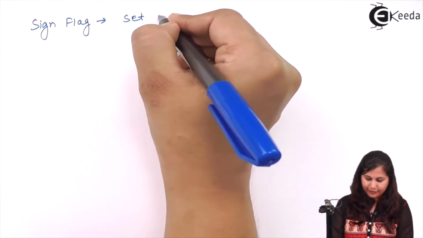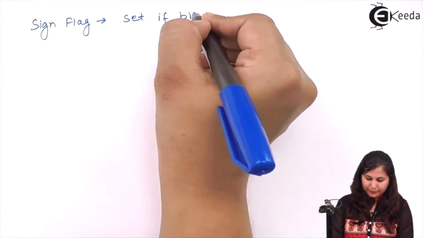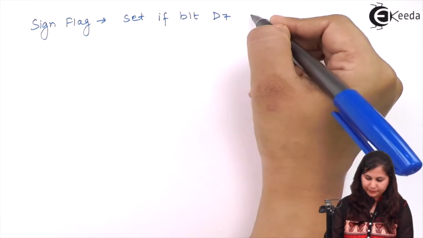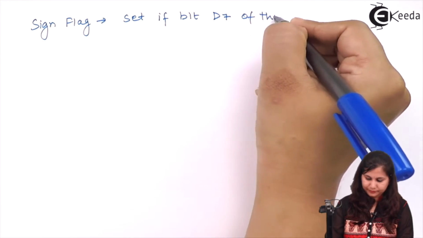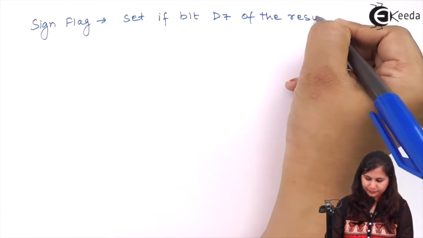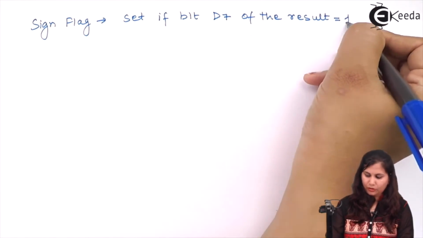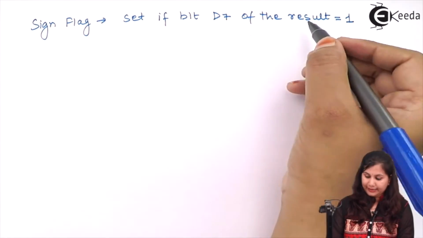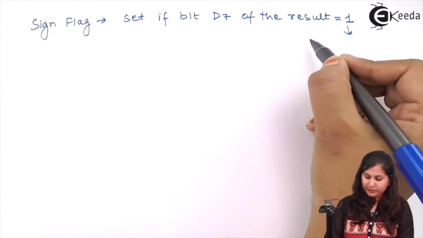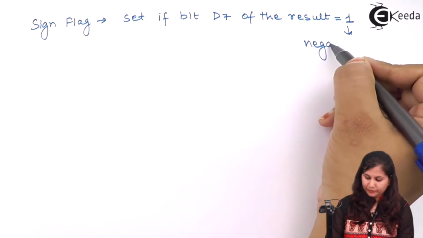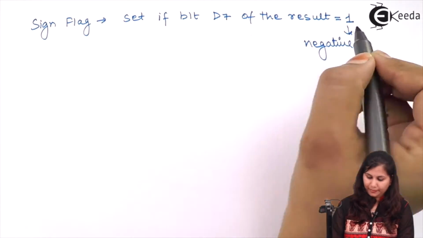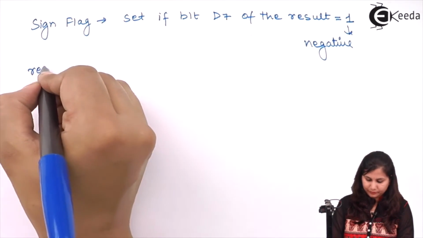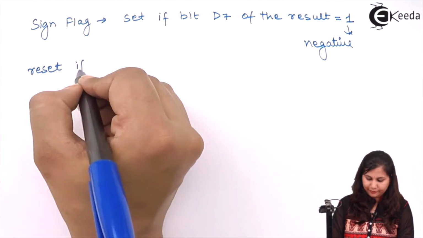It is set if bit D7 of the result is equal to 1. And this being equal to 1 means the number is a negative number. And reset if it is 0.